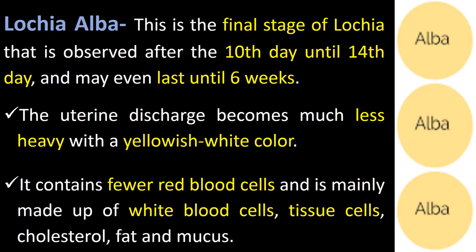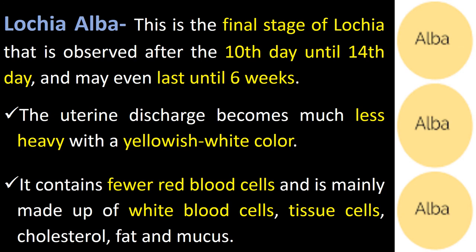The last type of lochia is what we call lochia alba, and this is the final stage of your lochial discharges, and it is usually observed from the 10th day up to the 14th day of postpartum, and sometimes it can even last up until 6 weeks. The uterine discharges become much less heavy, and they have a yellowish-white color.